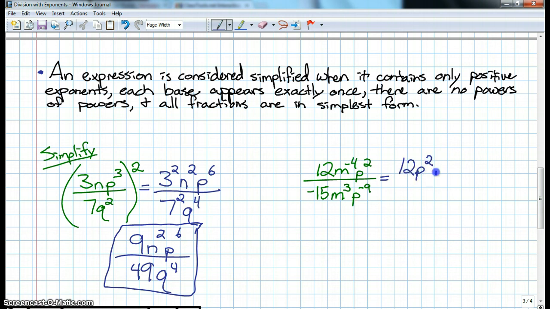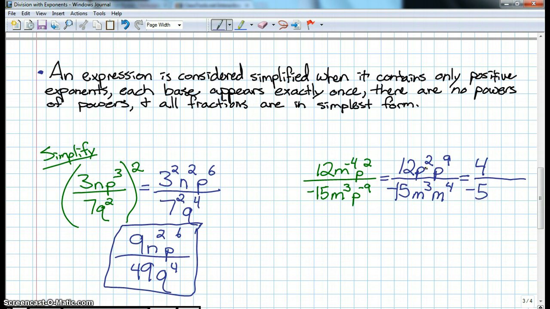Then we're going to move up this p to the negative 9th. It becomes p to the 9th because it's the reciprocal, all over this negative 15. We have the m to the third still down here, and we move this m to the negative fourth down, and it becomes m to the fourth. Now moving forward, 12 over 15, we can simplify that. That's the same thing as 4 over 5, 4/5. And it's a negative 5 because it was negative here.